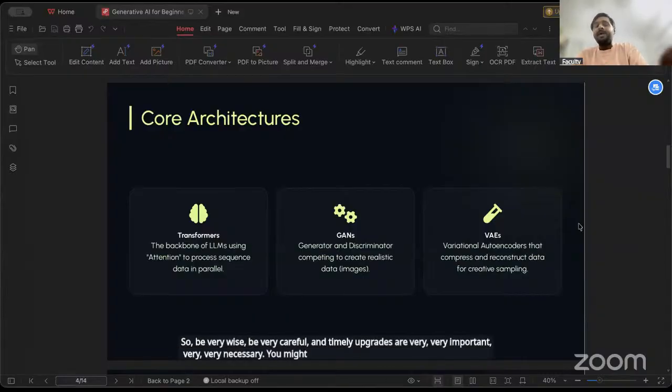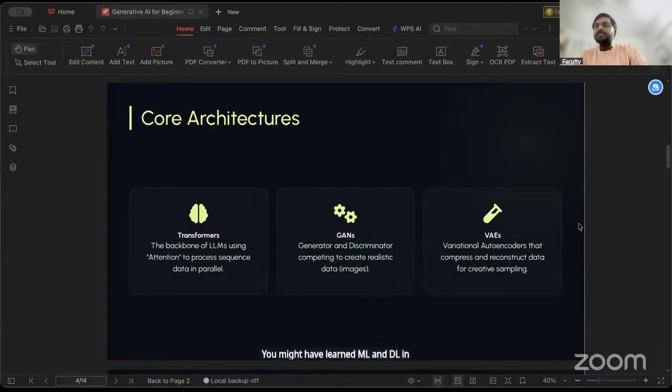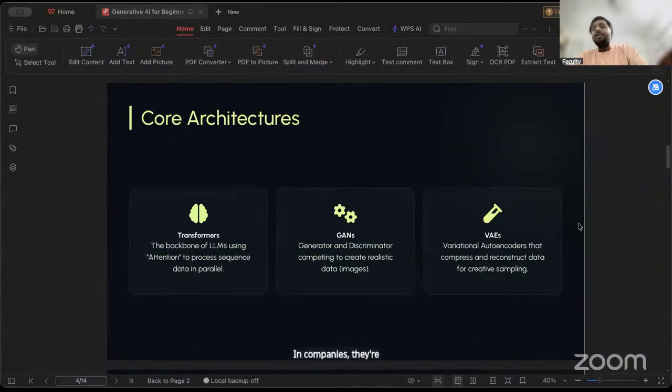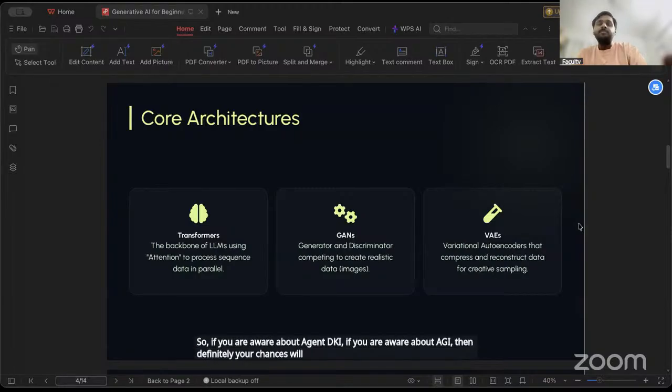You might have learned Python in the earlier days. You might have learned ML and DL in the earlier days. And you might be thinking that I can sustain with these fundamental things for a long period. That is not the fact. Nowadays in industry, in companies, they are looking for upcoming techniques and technologies as well. So if you are aware of agentic AI, if you are aware of AGI, then definitely your chances will increase. So think from that point of view as well.